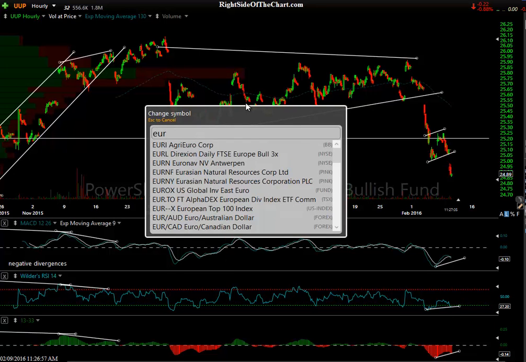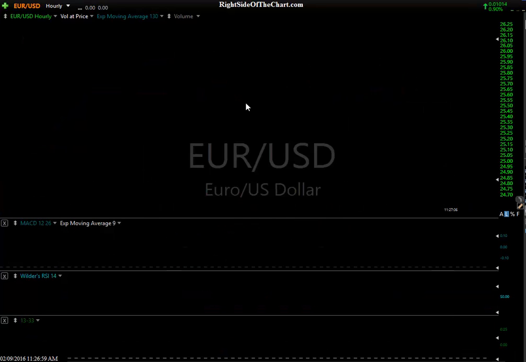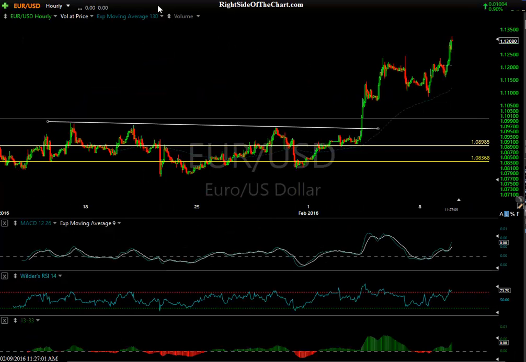All right, let's speed things up a bit. Look at the euro. Here's a chart I can follow that trades around the clock.